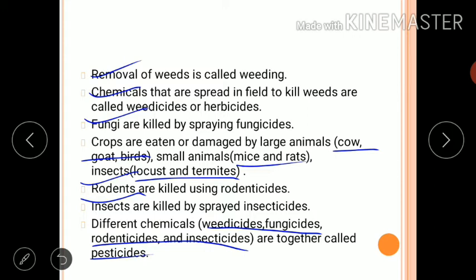Natural predators of pests are used to control pests and diseases, and this is called biological control. The advantage of this method is that it does not pollute the soil, water, or any crop product.